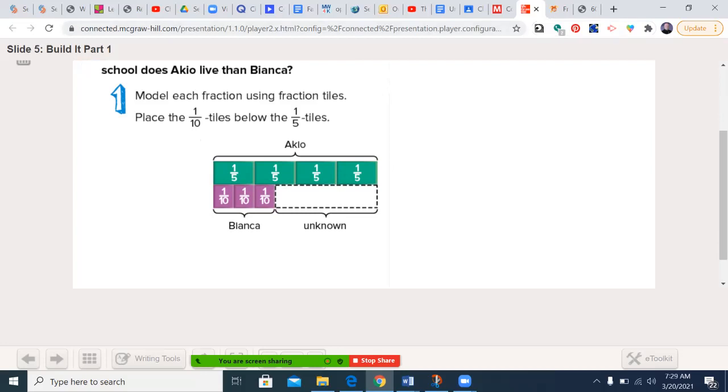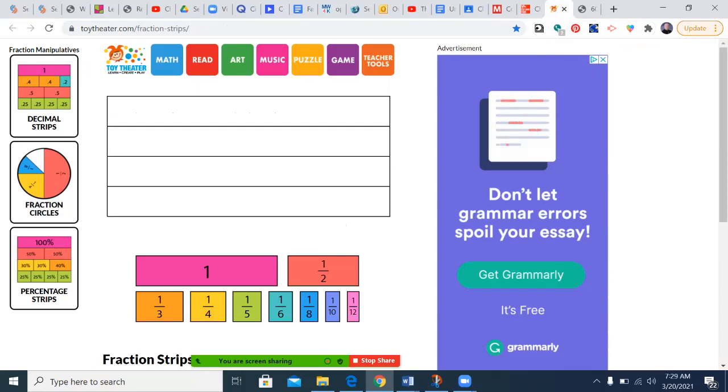So I'm going to model some of these here. And we have the 4/5.